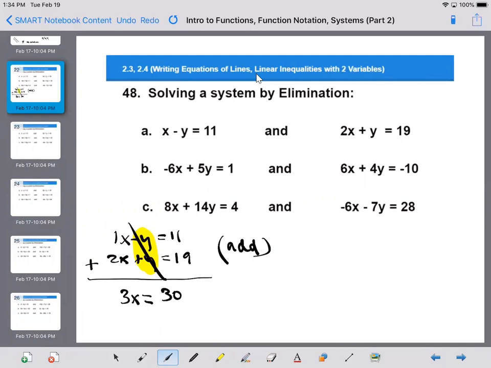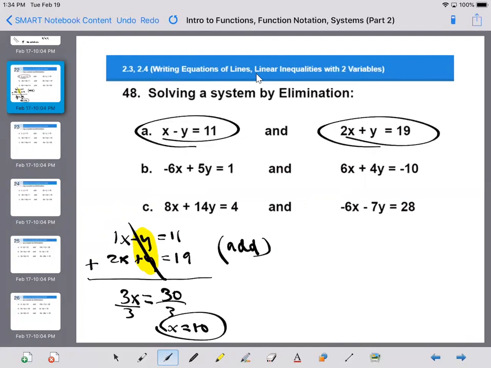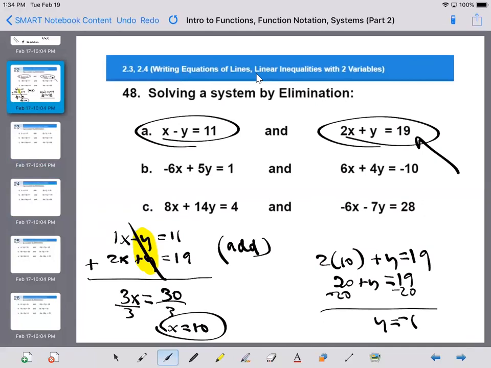And so divide by 3, and x would be 10. Well, now that you know that x is 10, you get to pick which equation you want to substitute back in to solve for y. So I'm going to go right over here. I know x is 10. So this will be 20 plus y is equal to 19. So I'm going to subtract 20. So y is negative 1. So the solution to this system would be 10, negative 1.